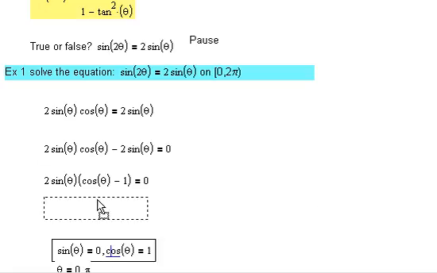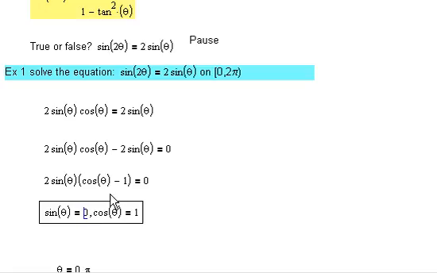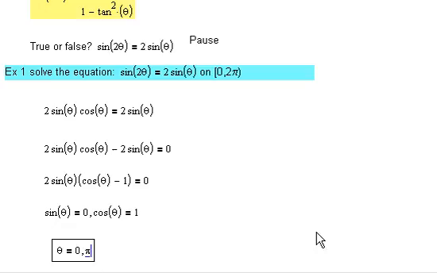And so that tells us one of two things. Either sine theta equals 0, so theta would be 0, or cosine theta equals 1. So that gives us actually two choices. Sine of theta could be 0 at 0 or at pi. Cosine theta equals 1 at 0. That's the only place on this interval.